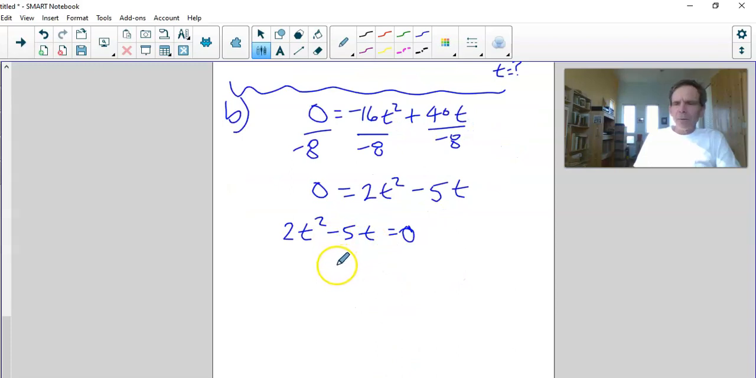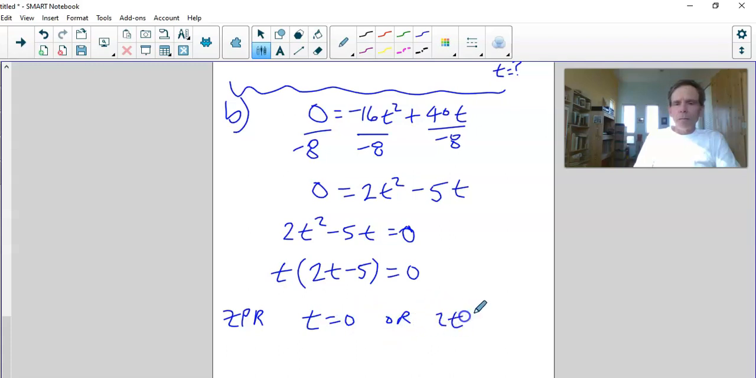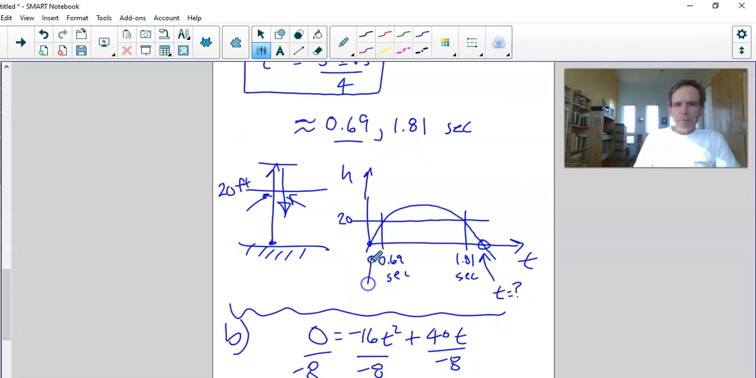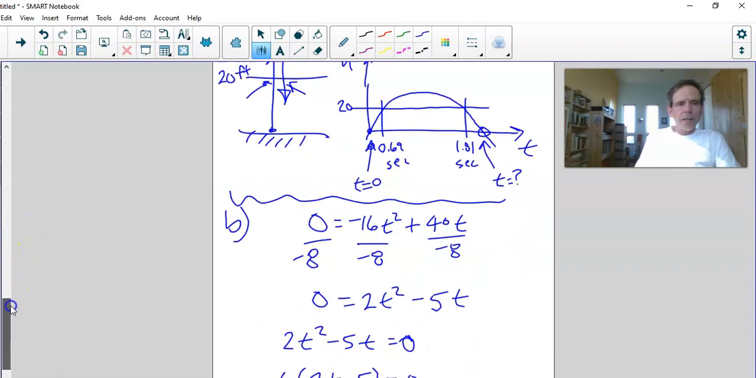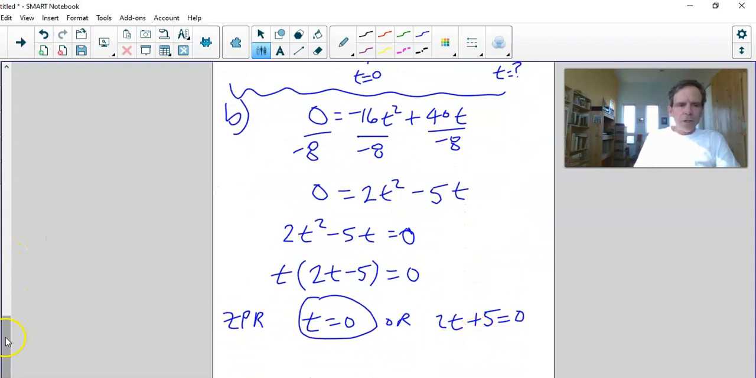To factor this, it's simple because there's just two terms. There's a common factor of t. And if you pull a t out, you'll have 2t minus 5 inside the parentheses here. And then the zero product rule is going to tell you that either t equals 0 or 2t minus 5 equals 0. So the first one, that was right here. That was our t equals 0 when we initially threw the object upwards. The other one, let's solve that.